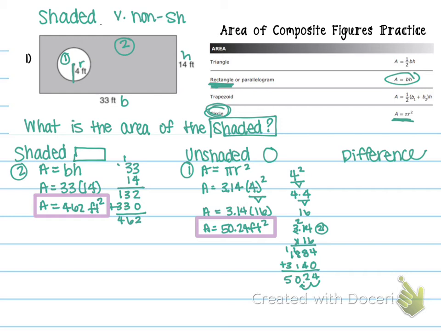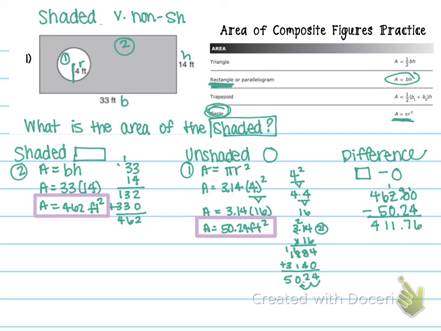Okay, so now we know the area of the rectangle. We know the area of the circle. We are going to take our rectangle and subtract our circle. So here we have 462 minus 50.24. Okay, we're going to plug in zeros right here. And then we have to borrow. That becomes a 10, that becomes a 9, and this becomes a 1. 10 minus 4 is 6, 9 minus 2 is 7, and then bring your decimal down. 1 minus 0 is 1, and 6 minus 5 is 1, and then we have a 4.